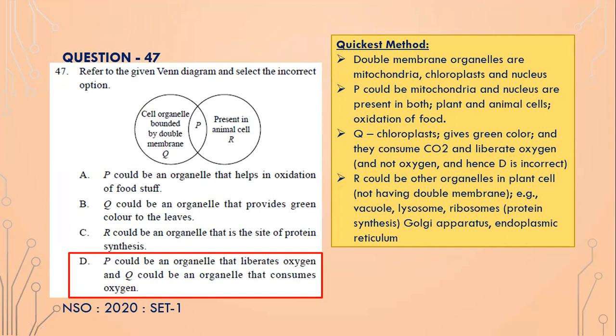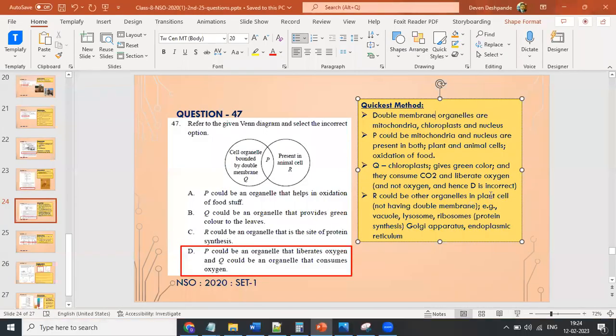And Q is only present in plant. So chloroplasts, they are only present in plant. They are not present in animal cell. So chloroplast, they give green color and they consume carbon dioxide and liberate oxygen, isn't it? And R could be any other organelle in the animal cell not having a double membrane, isn't it? So what are the other organelles? Are any other organelle in animal cell?